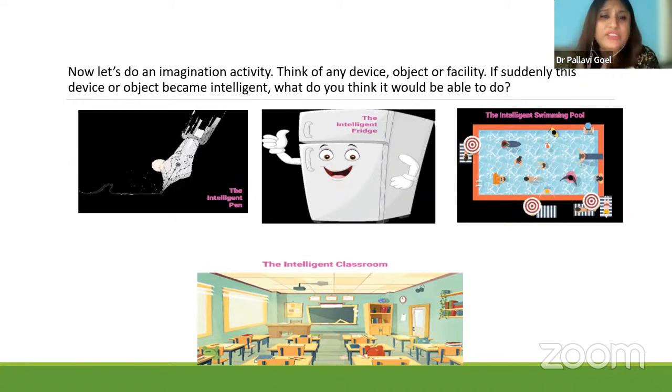Now let's do an imagination activity. Think of any device or object or facility. Suddenly this device or object becomes intelligent. What do you think it would be able to do? You know, this IoT-based fridge gives you this. You need to download an application on your mobile, and whenever something is going to rot or get damaged in your fridge, it will give you an alarming notification. Or if anything is going to run out, it is going to give you the alarm.